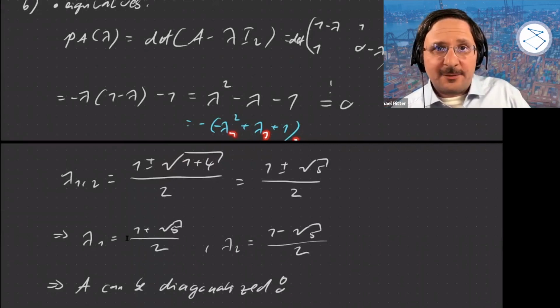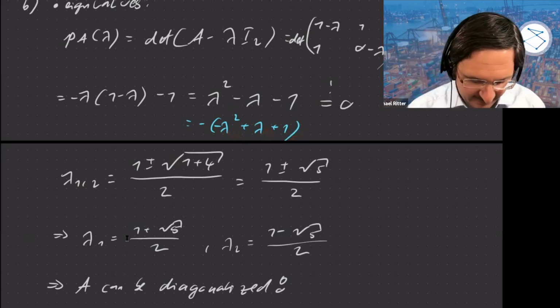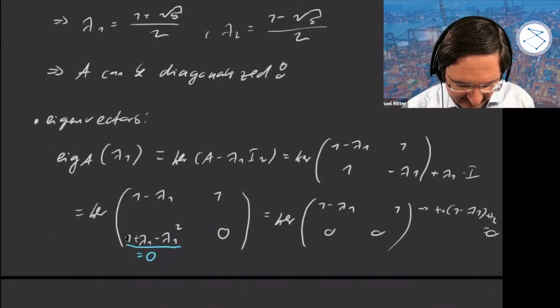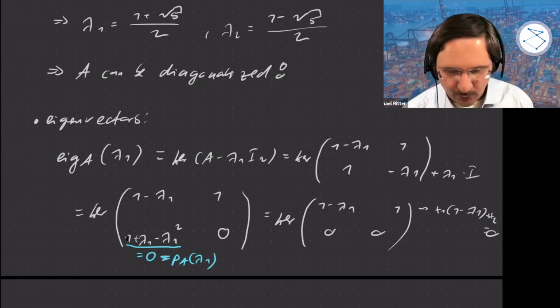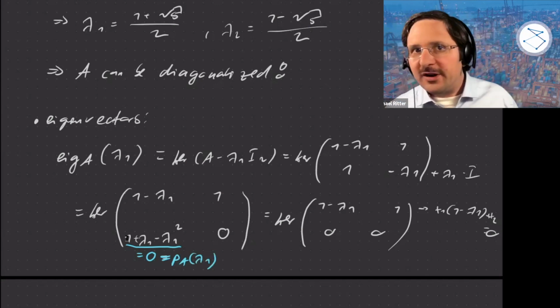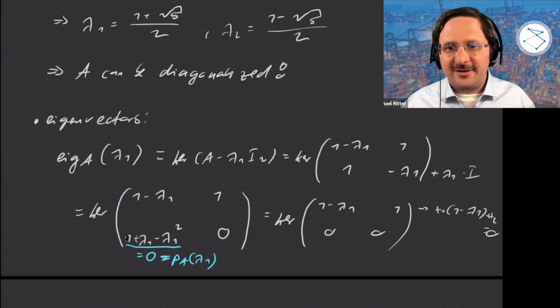And we obtained lambda 1 and lambda 2 as the roots of the characteristic polynomial. So what we have here is exactly the characteristic polynomial evaluated at lambda 1. Now lambda 1 is a root of P_A, so that means the value is going to be 0. That's the trick. I hope that clarified this idea here.